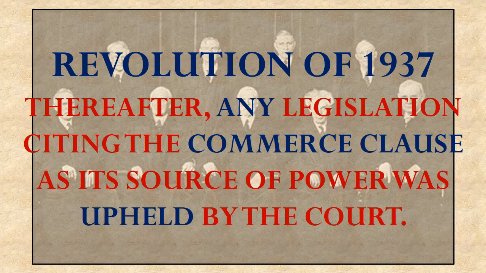This change by the court became known afterwards as the Revolution of 1937, because before this they were striking down New Deal legislation as being supported by an illegitimate interpretation of the Commerce Clause. Now afterwards, they are endorsing the interpretation of the Commerce Clause offered by Roosevelt and the Congress. They're accepting it as a legitimate way to justify these new powers of the United States Congress. And that dramatically changed the powers of the national government. That's why it was called revolutionary.